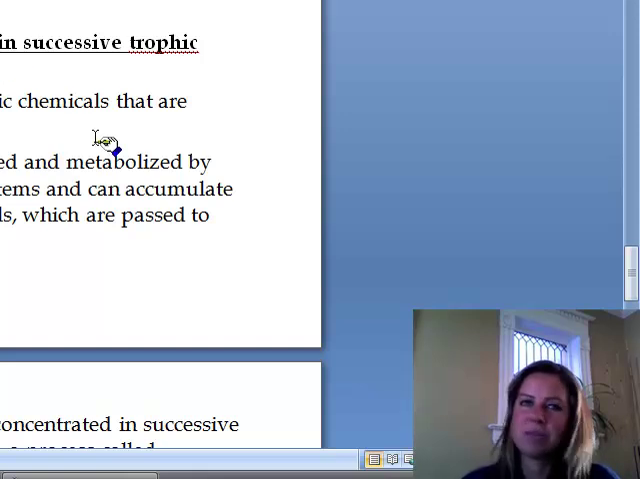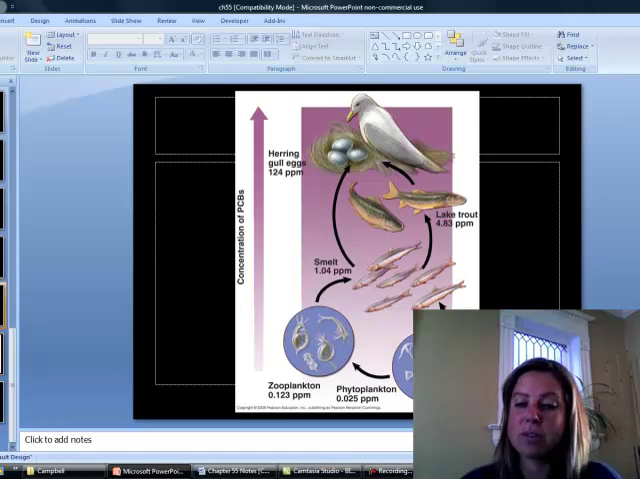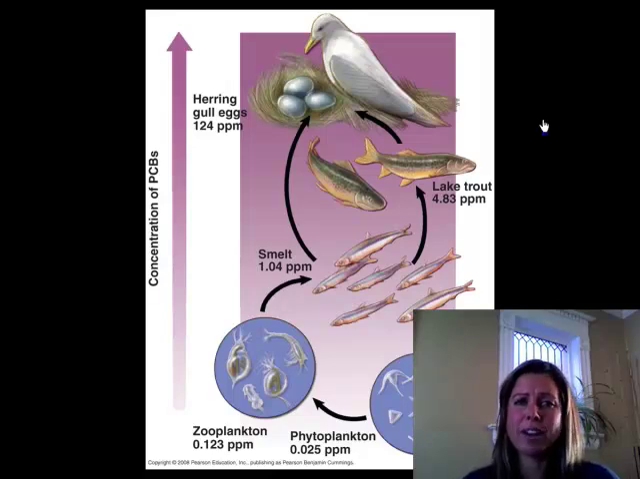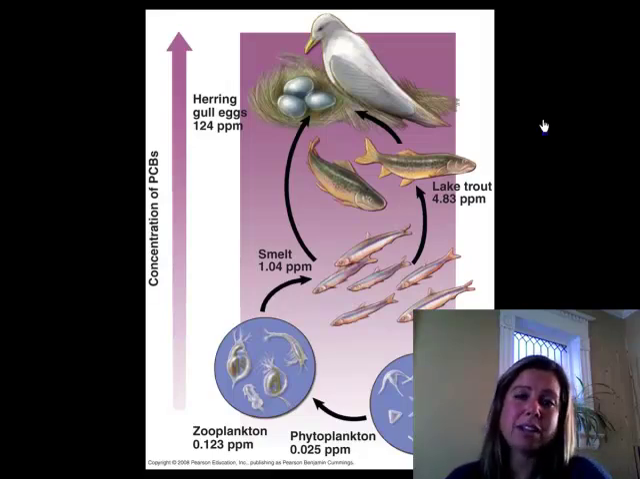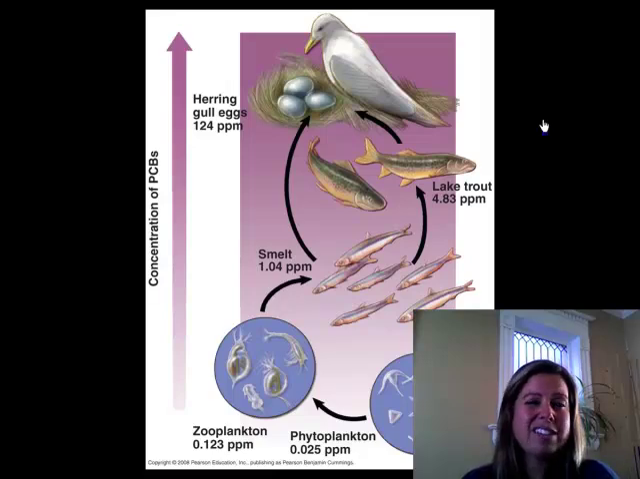Another thing that we're doing, because we're just going to rip on humans in this chapter, is we're dumping toxins into ecosystems. And this is becoming a huge problem. And that's what this is a picture of here. So you heard about how the bald eagle was almost extinct. Well, the reason that the bald eagle almost went extinct was because of DDT. DDT was a pesticide that we used back in the 50s, I want to say.